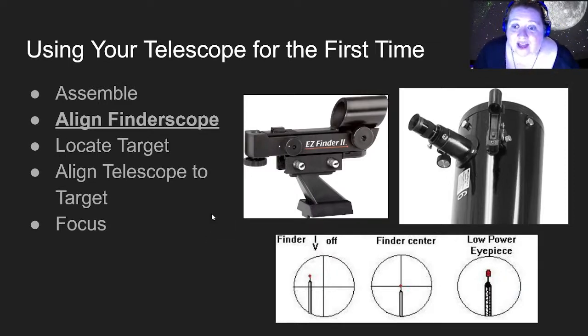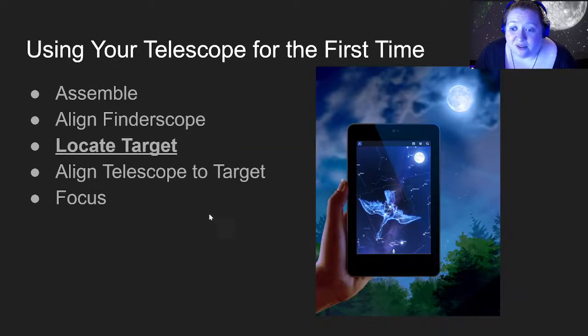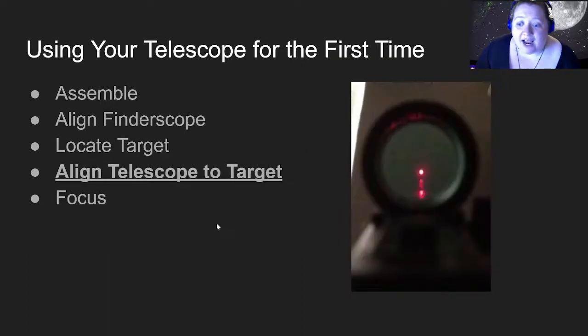And then after that, you're basically good to go. All you need to do at that point is figure out what you want to look at, which you could do by either just going, hey, there's a really bright thing in the sky, let's point the telescope over there. Or you could use a sky map or an app to figure out exactly what it is you want to look at. And then you align your telescope and you're good to go, maybe.